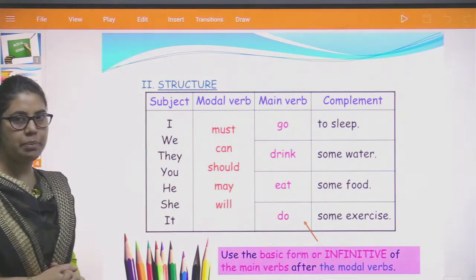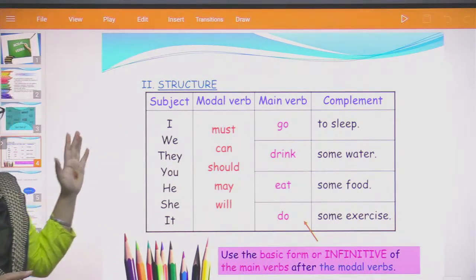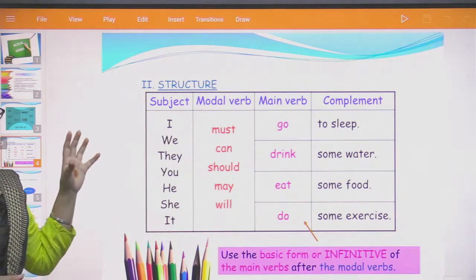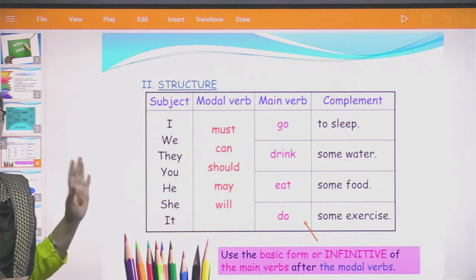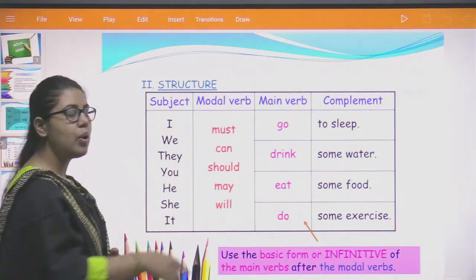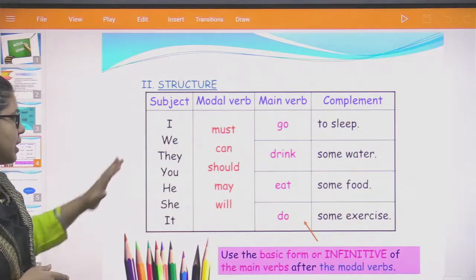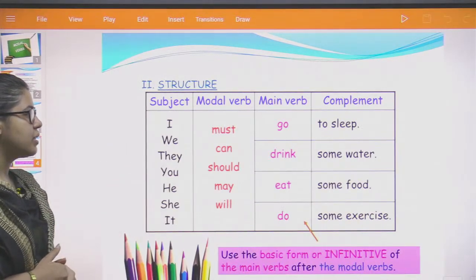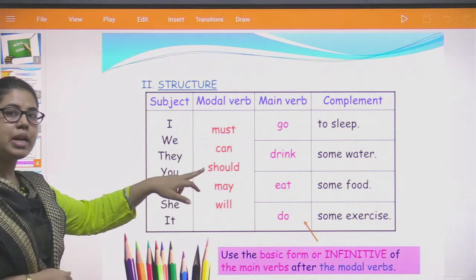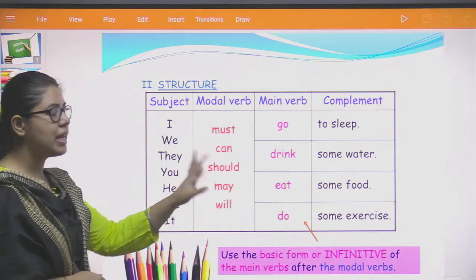Now let's see here, students, I have a few sentences for you. I must go to sleep. In this sentence, I is the subject. We don't need to care about first person or second person, or which auxiliary verb to put. Here we can put this auxiliary verb with all the subjects. Its form will not change, students. So, I must go to sleep. Go is the main verb here, and then the complement, the rest of the sentence. Now see the next sentence: they should eat some food. They is the subject here, should is the auxiliary verb, eat is your main verb, and then the complement.